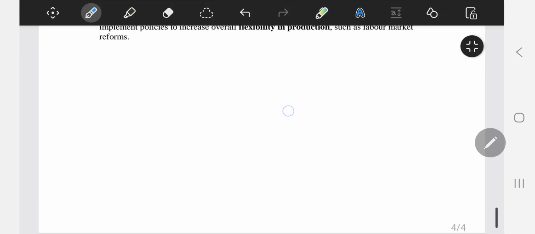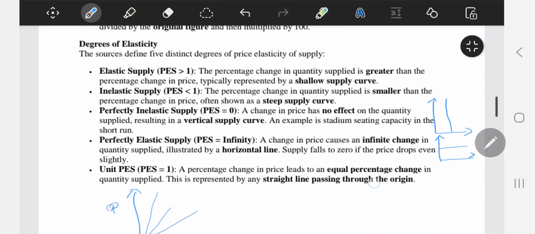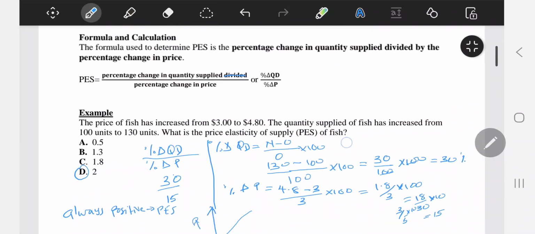So that's what PES is all about. Don't forget, PES is the responsiveness of quantity supplied to changes in price.